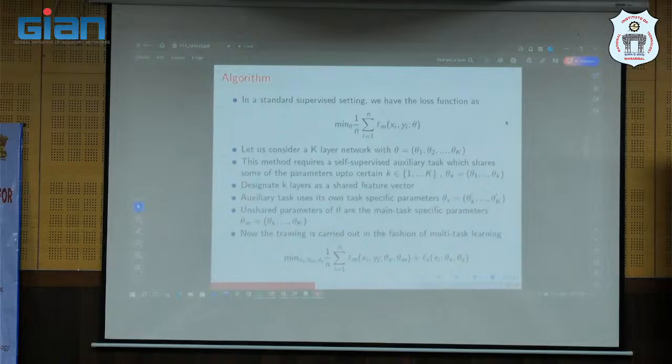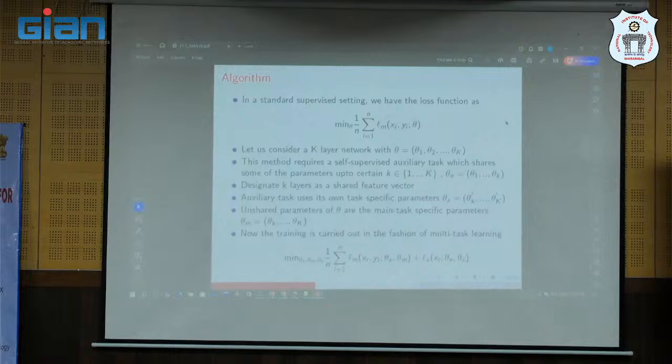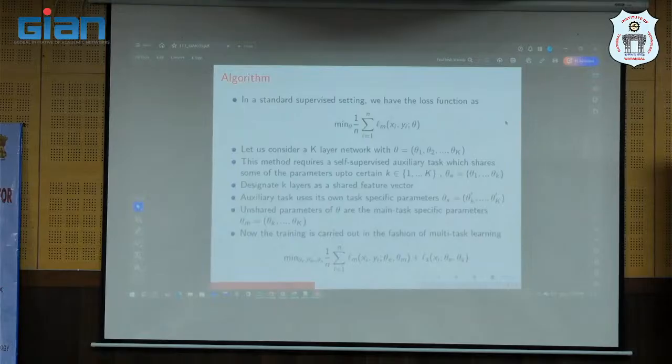So the first k layers, small k, we use as a shared feature extractor, okay? So that is the shared part of the network, and for the auxiliary task we have a separate set of parameters, and for the main task we again have a separate set of parameters. I will show the block diagram so that you will get an idea. And now we carry out the training by minimizing two loss functions, right? One is the main task loss and the other one is the self-supervised loss. So the auxiliary task means that we are considering a self-supervised loss. Since we don't have any targets for the test signals, we consider a self-supervised loss, and we try to reduce the loss with respect to it.